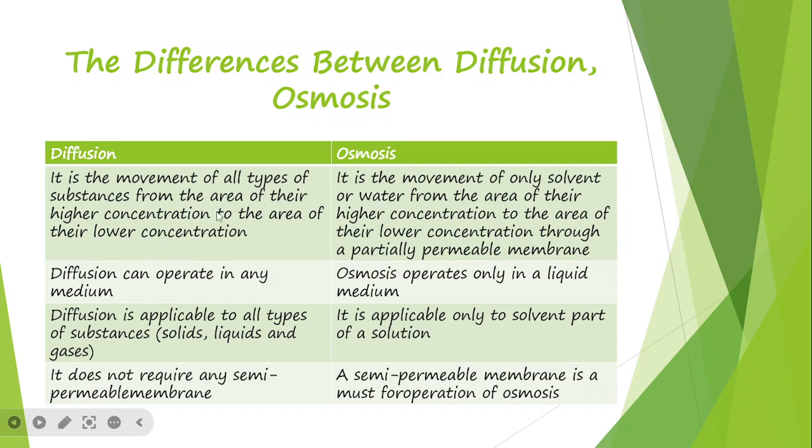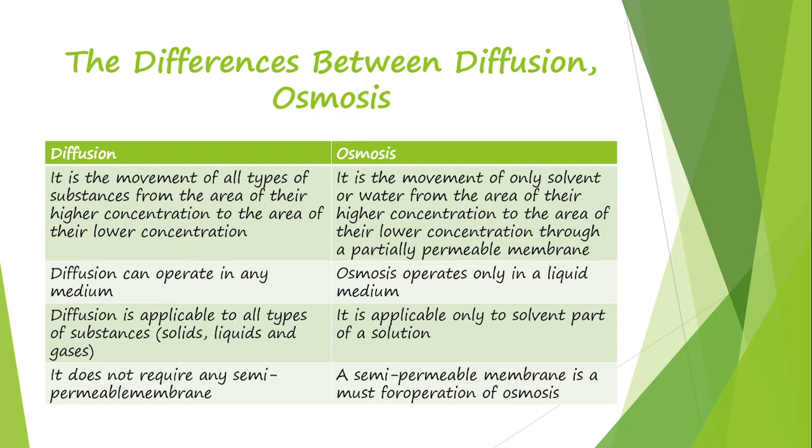So here is the first difference between these two, by talking about their meanings. The other one is that diffusion can operate in any medium, while osmosis operates only in a liquid medium. The other difference is that diffusion is applicable to all types of substances. We are talking about solids, liquids, and gases, so all states of substances can have this process of diffusion, but osmosis is only applicable to the solvent part of the solution.